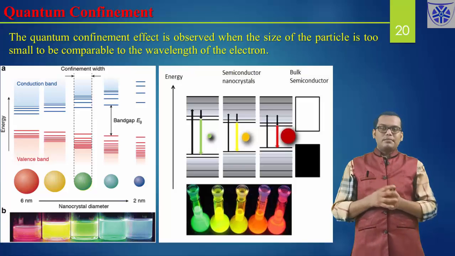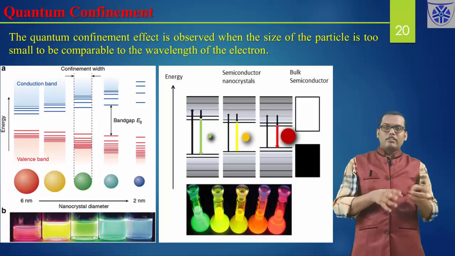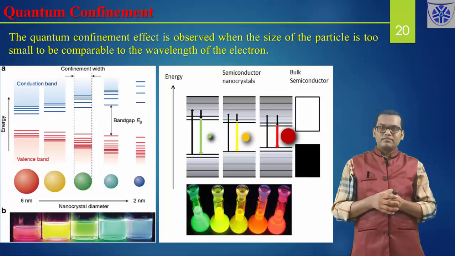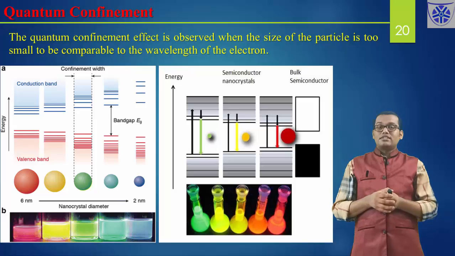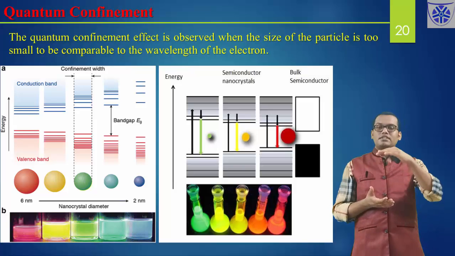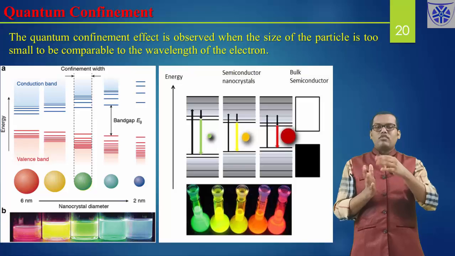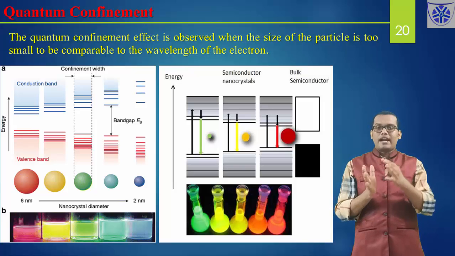So suppose for the bulk material, you have a certain band gap. You have the valence band, conduction band, and the band gap. Now that bulk material, if you convert to nanomaterials or a smaller size, what happens to the energy levels? In the case of bulk material, the energy levels of the valence band and conduction band are continuous. That means they are overlapped. That's why it is forming the band.